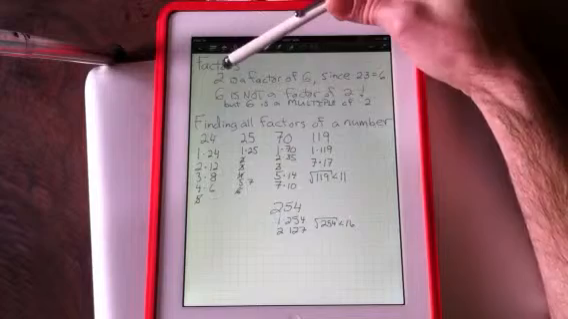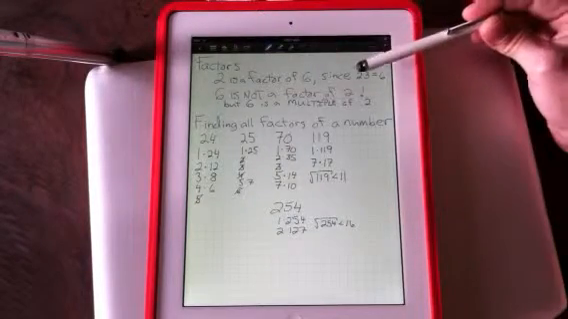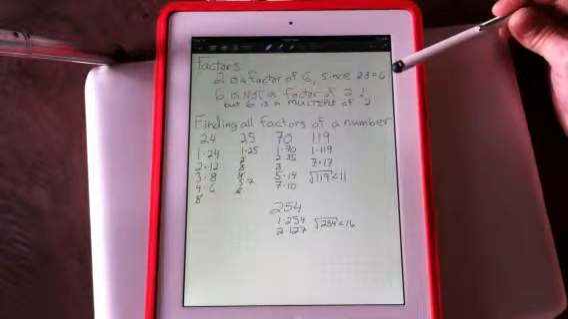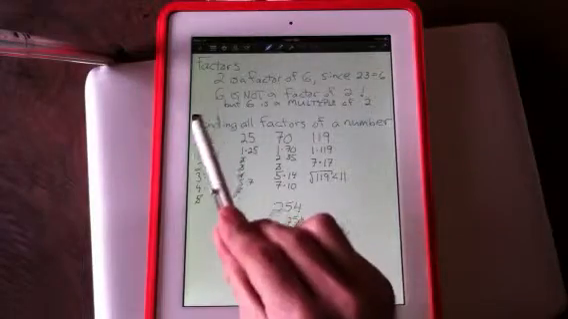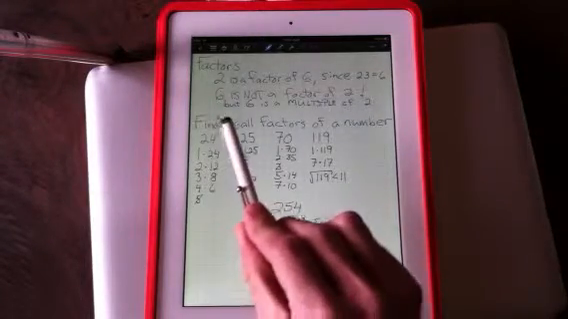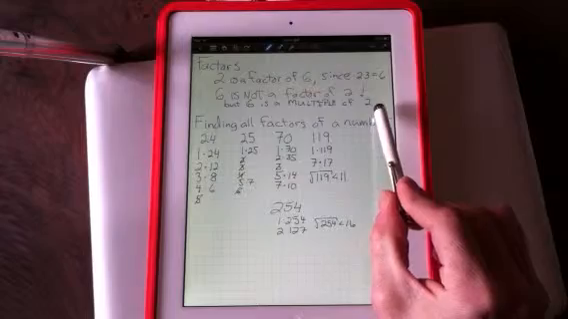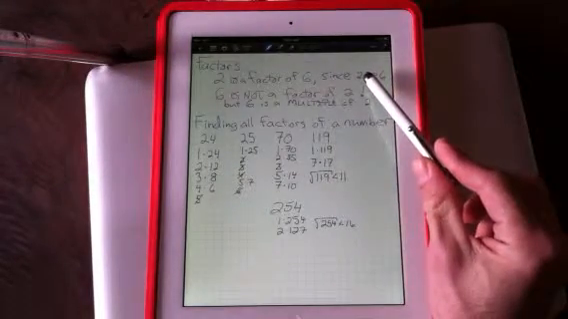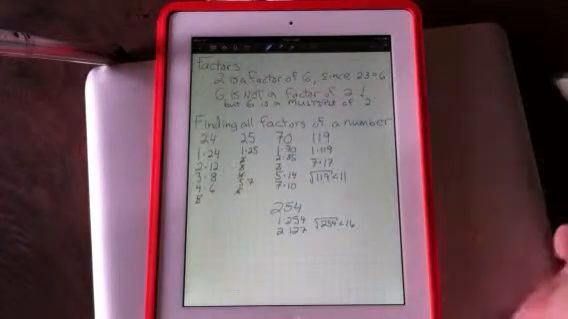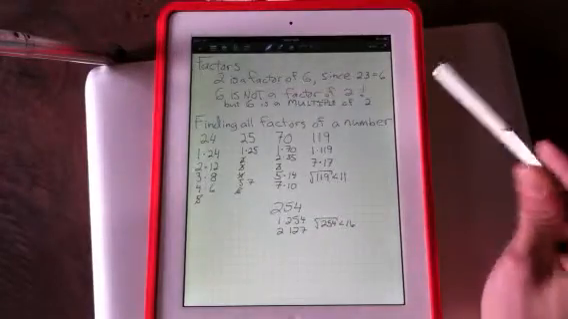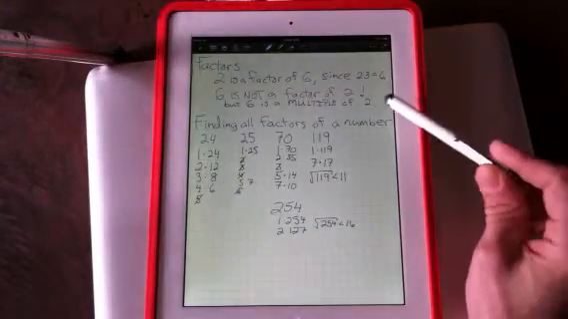So we know that 2 is a factor of 6 since 2 times 3 is 6. And you can't reverse that and say 6 is a factor of 2, because it's not. But 6 is a multiple of 2 because after you multiply 2 by something you get 6. Okay? So 2 is a factor of 6. That makes 6 a multiple of 2.